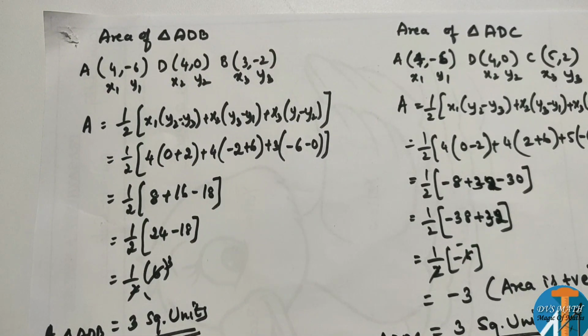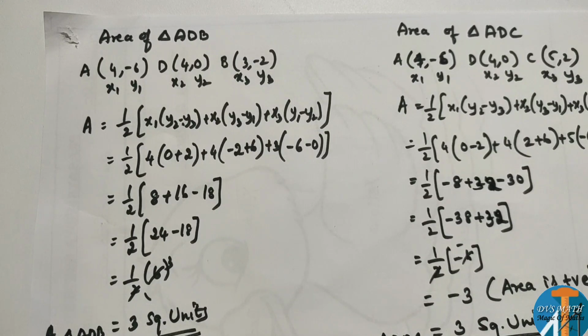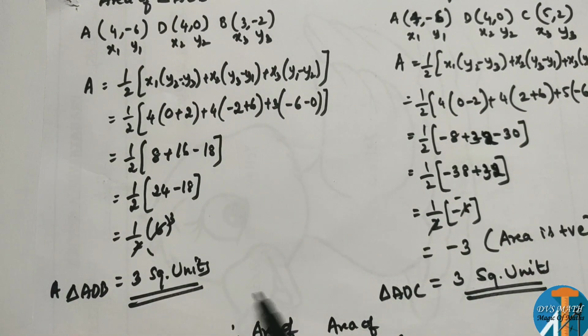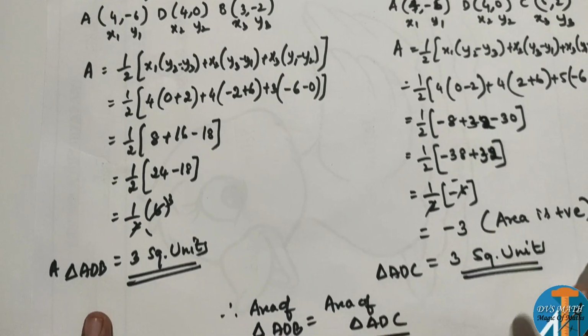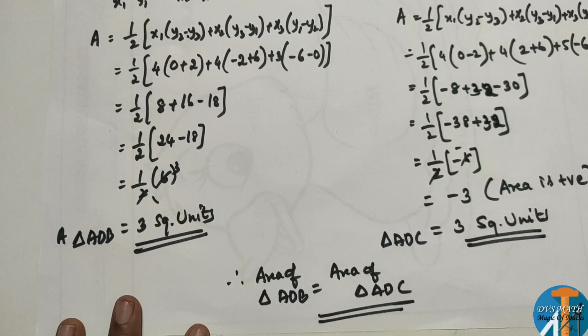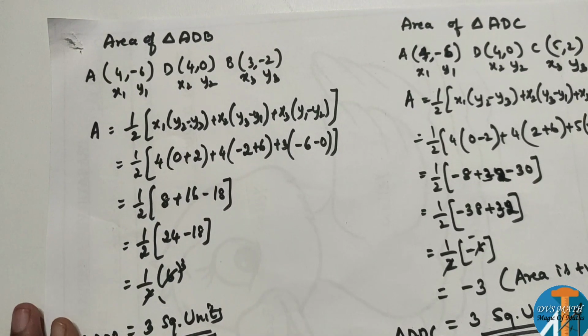So take the median. First find the other vertices using the midpoint formula. Then apply the area of a triangle separately for both triangles, ADB and ADC. Observe, in one case you will get positive, in another case negative, but we have to consider area as positive, and the value is the same. When you get negative, write the positive value. So 3 square units, 3 square units. Finally, the area of triangle ADB is equal to the area of triangle ADC. So this is about the area of a triangle concept and also exercise 7.3.